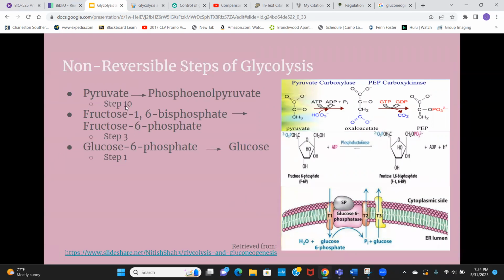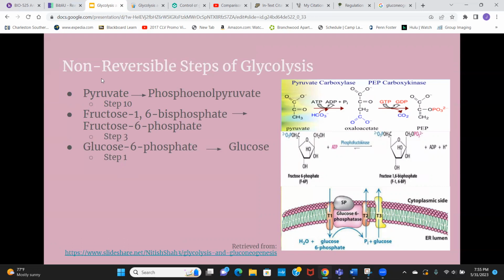So you might say, why is step 10, step 3, step 1, why are they out of order? Well, remember, we're going backwards now. Now we're looking at gluconeogenesis. We're reversing this process. So I want us to look at this in the reverse process as well. Okay. So since these processes cannot be just reversed, they have to be bypassed with new routes.